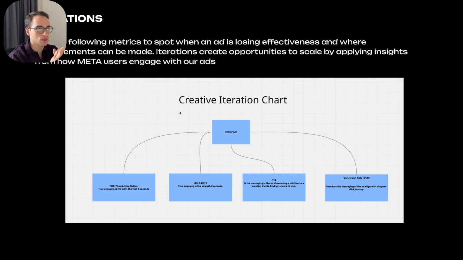Because one of the key things I see on every account that I audit, because I audit accounts every single week, is they don't iterate on the winning ads. So we need to use the following metrics to spot when an ad is losing effectiveness, where we start showing that fatigue, and where we can solve those opportunities to actually scale. So I appreciate this is a very ugly chart, but again, this is what we have here.